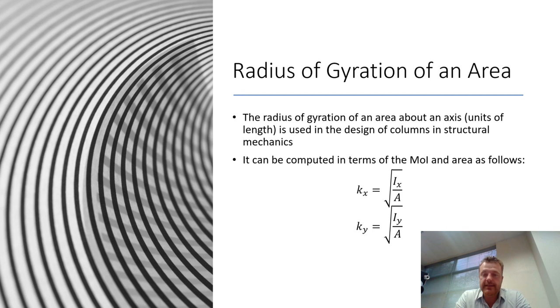Another important term to know is the idea of the radius of gyration of an area. It's not covered much in the actual statics course, but when you move on to strength of materials, it's something that you're going to see again. And just know that it's a measure that involves the moment of inertia.